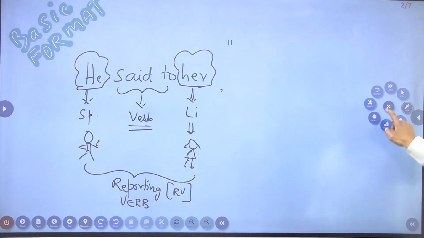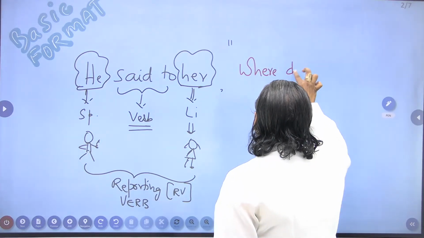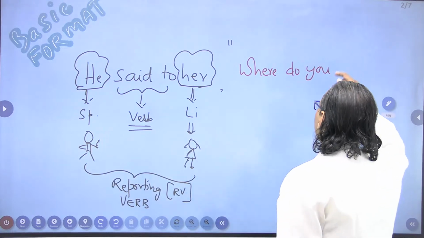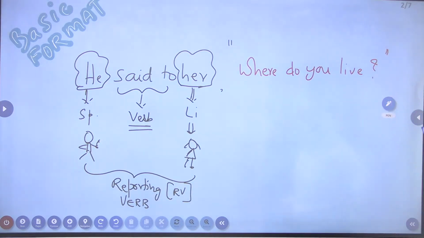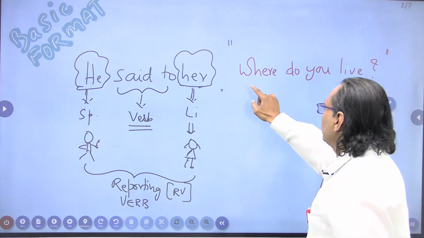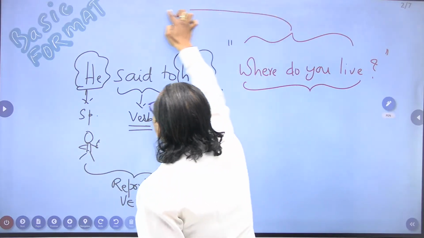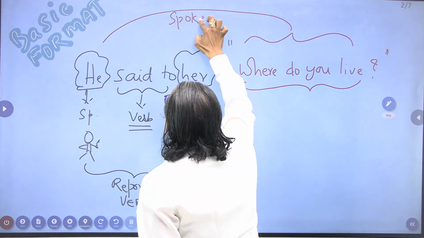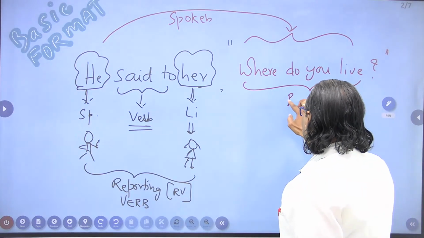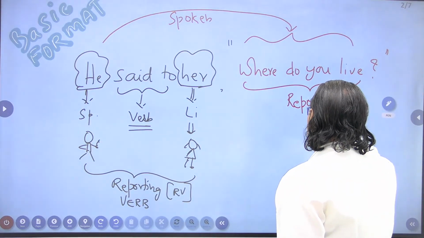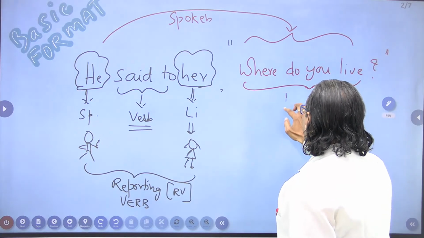In the second part, we find again, for example, he said to her, where do you live? Look at this. Many people say that this is a statement, but this is not a statement. It is a sentence, and more importantly, it is a question. So, where do you live is a question, and this entire thing was spoken by the speaker, and then it is the listener who listened to it. Hence, this is called the reported speech.